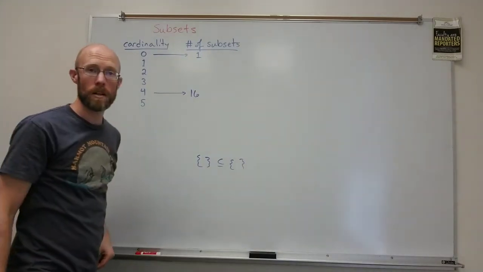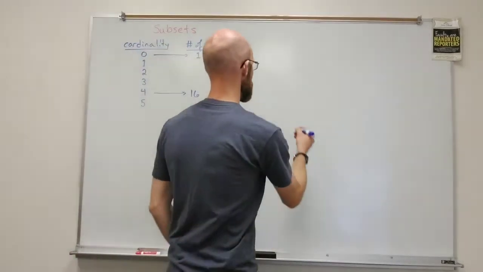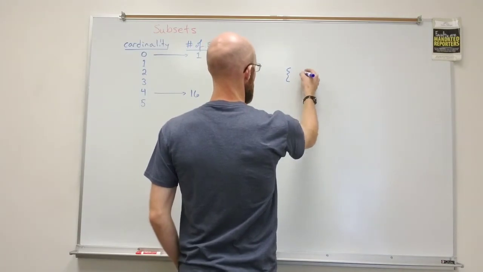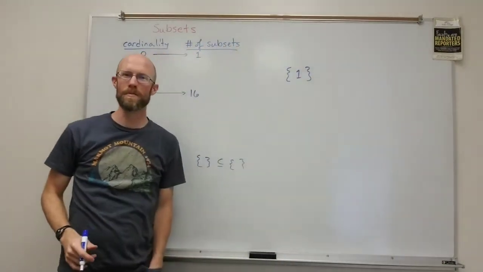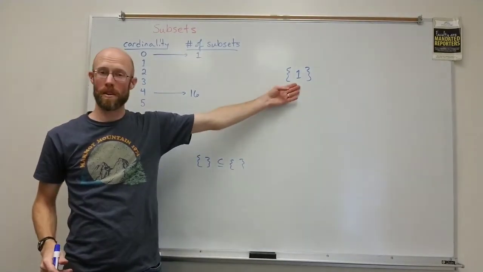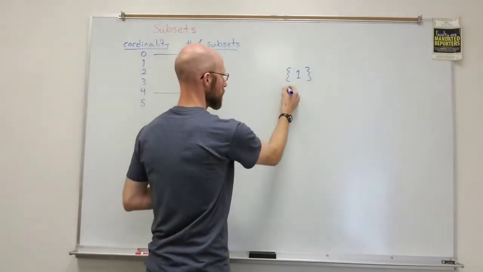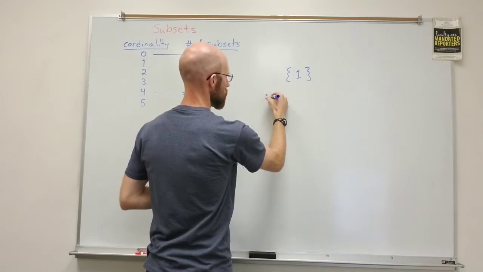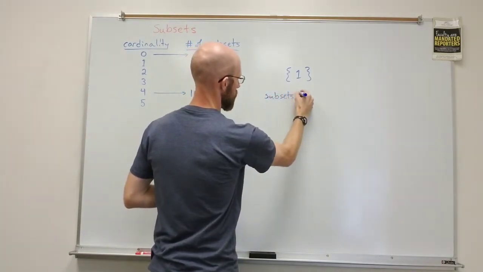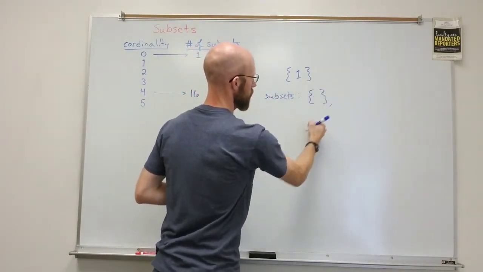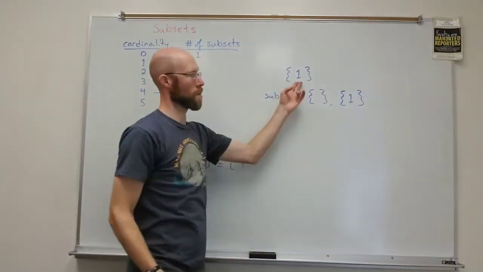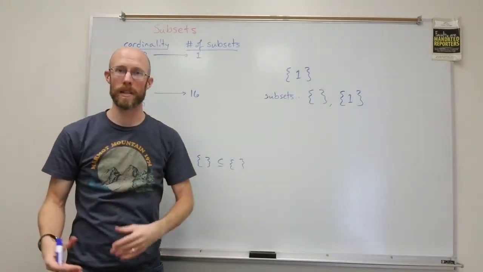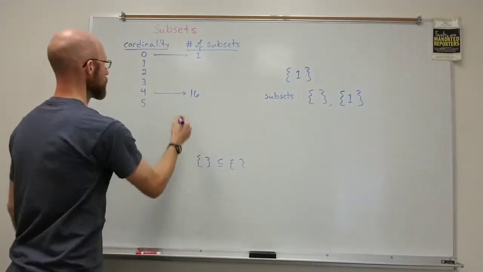Let's look at cardinality 1. Let's just take the set containing 1. It's kind of trivial. How many subsets are there? Well, the empty set, right? So the subsets are going to be the empty set and itself. And since there are no other elements, there's no other ways to combine them. That's it. There's just 2 of them.